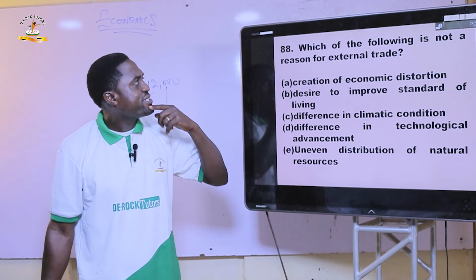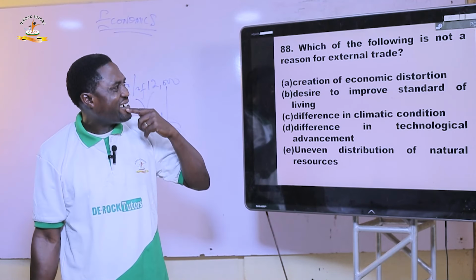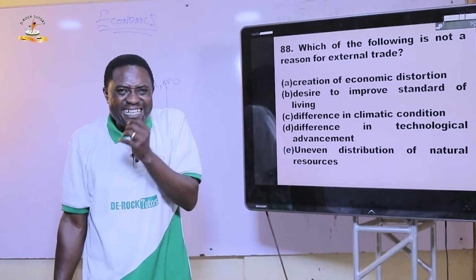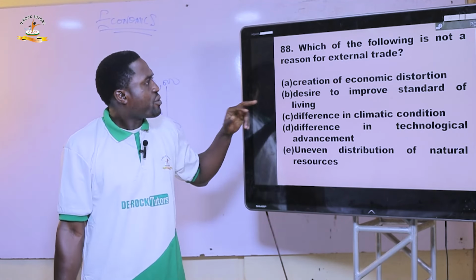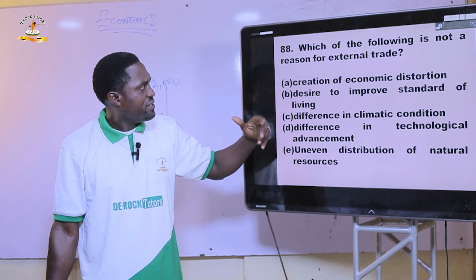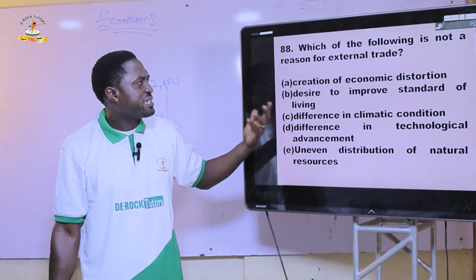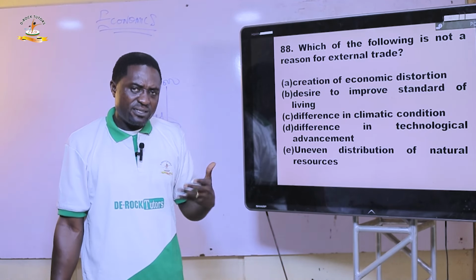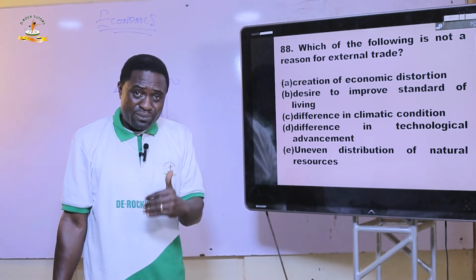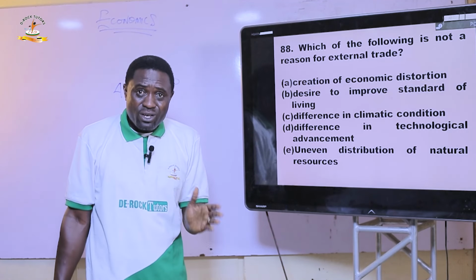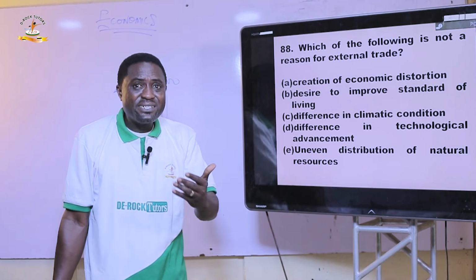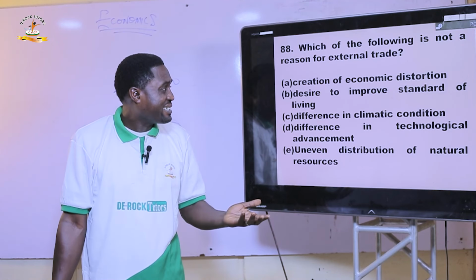88. Which of the following is not a reason for external trade? Which of the following is not a reason for external trade? Creation of economic distortion. Desire to improve standard of living is actually a reason for external trade, so that the standard of living can be improved. Difference in climatic condition, yeah, there are some things some countries may not be able to produce, another country can produce it. So it's one of the reasons why there is external trade.